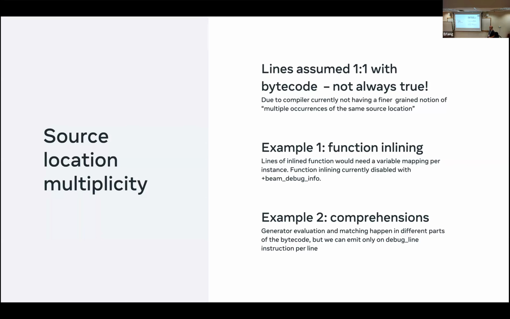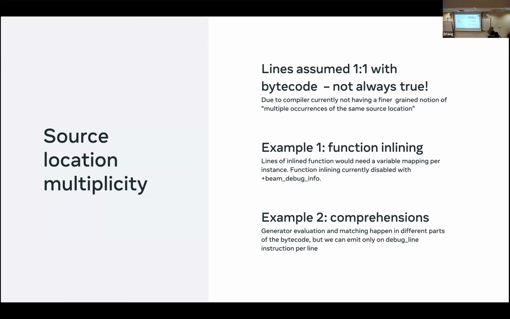There is a similar example with comprehensions, like generators and matches get compiled in different places. So you either say that the beginning of the line is when the generator is executed or on each match. Right now, I think we do it when the generator is executed, which means that when you are stepping over code with comprehensions, it looks a bit weird because the execution never goes back to the match.